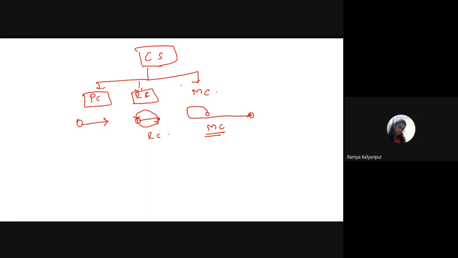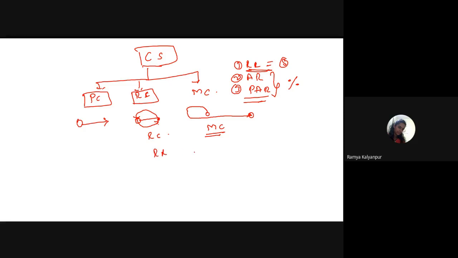So what all do we calculate in this cohort study? We calculate relative risk, then we calculate attributable risk, and PAR, that is population attributable risk. These two, attributable risk and PAR, are expressed in percentage. And relative risk is always a single value.